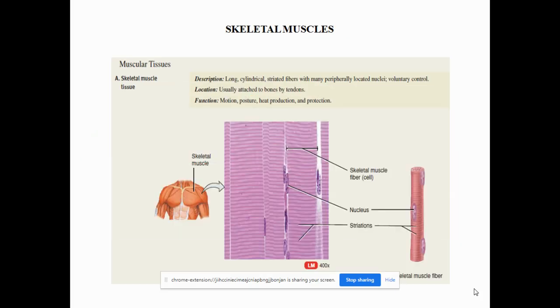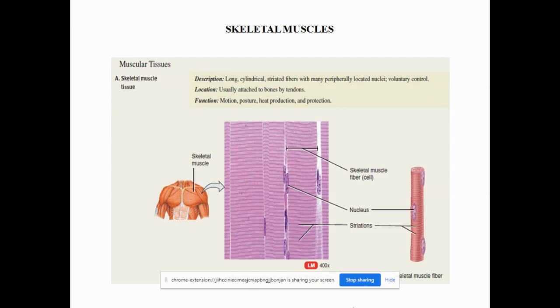Let us see the skeletal muscle. From the name itself, you can understand that they cover the skeletal parts of the body. They are long, cylindrical, striated fibers, which you can see in the picture, with many peripherally located nuclei, and they are under voluntary control. They are usually attached to the bones by tendons. What are the functions? It is mainly movement, motion, posture, heat production, and protection.